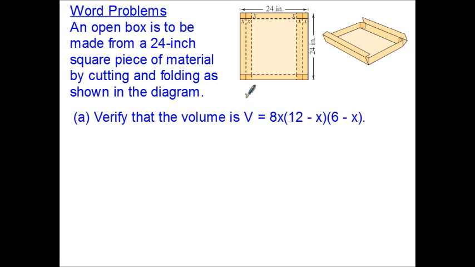But here we go. We got an open box. It can be made from a 24-inch square piece of material by folding and cutting the edges as shown in the diagram. Pardon me for putting the words backwards there. So anyway, I've got this 24-inch square, and again, notice by these x's up here, I'm cutting one x off of one side, and two x's off in the other direction.